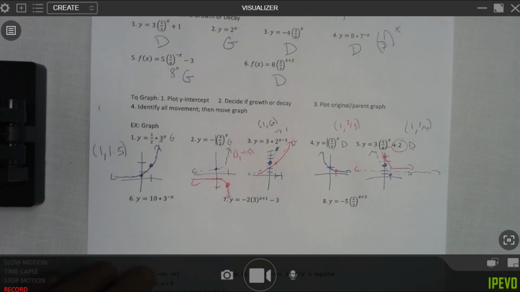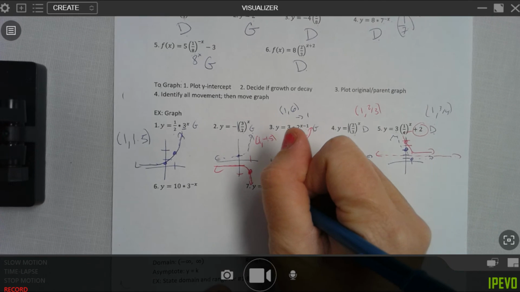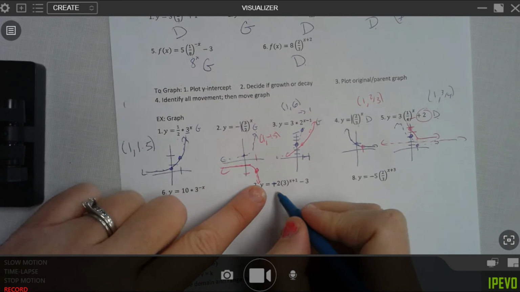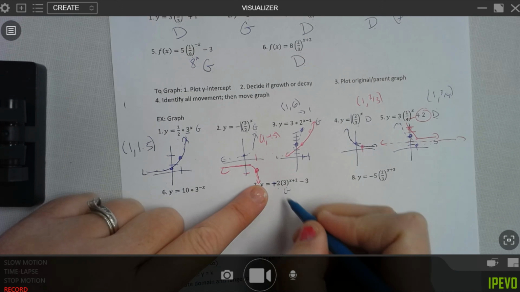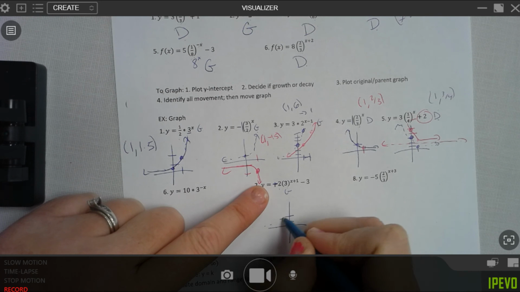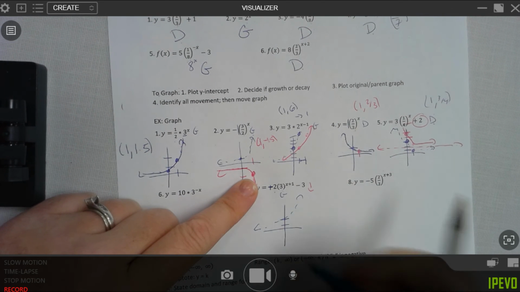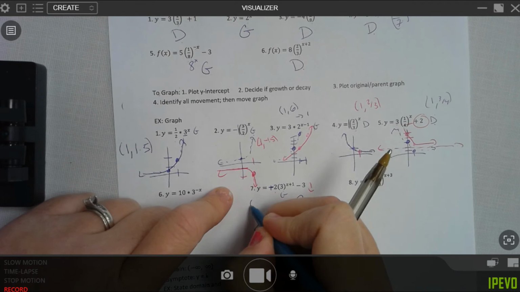Okay, I'm going to do one, that's good. So I'm going to change this to a positive 2 real quick, and then we're going to do this one. And so this is a growth, y-intercept of 2 with no movement before. So growth, y-intercept of 2. So now I need to move this graph down. Oh, wait, the second dot. So we have this dot. The second dot would be 1, 6.